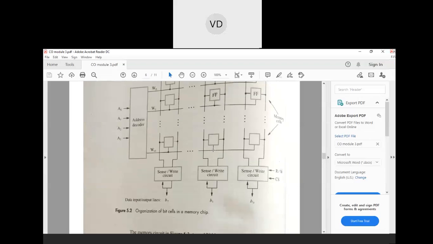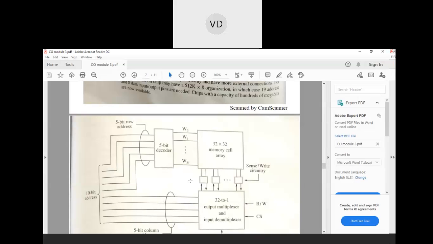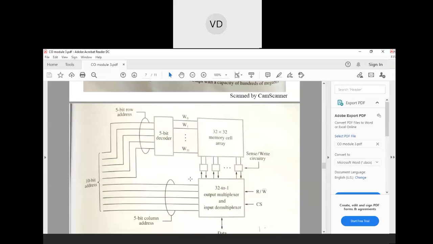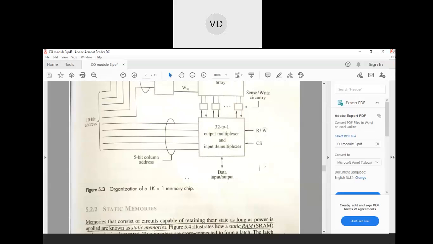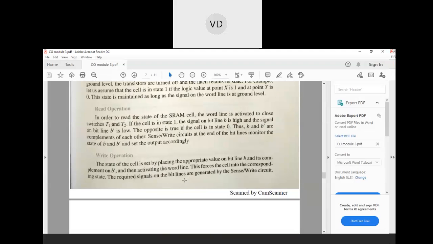Okay, organization of bit cells in a memory chip. So this is what they are going to ask you. If at all they ask you, you can explain this diagram on the larger scale, how the data is read and written. This can be drawn. Next we are going to study about the static memories here.